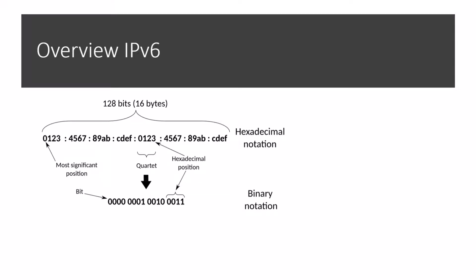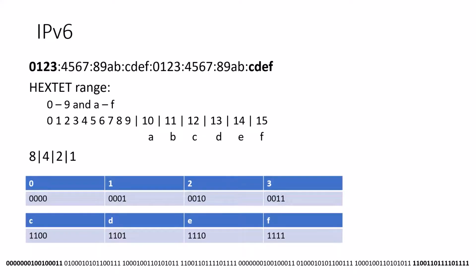IPv6 addresses are 128 bits in length, consist of 8 sections known as hextets separated by colons or double colons, and comprised of alphanumeric hexadecimal notation. Each hextet of an IPv6 address ranges from 0 to 9, then A to F. Each hexadecimal character comprises 4 binary bits, either 0 or 1, 0 meaning off and 1 meaning on. That represents a value of 1, 2, 4, or 8.